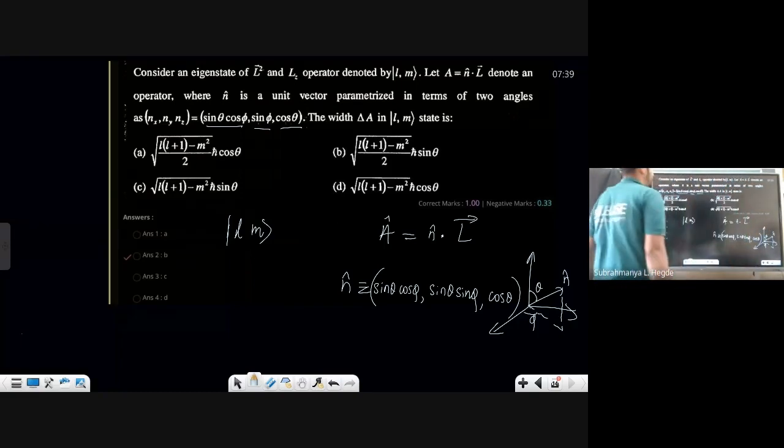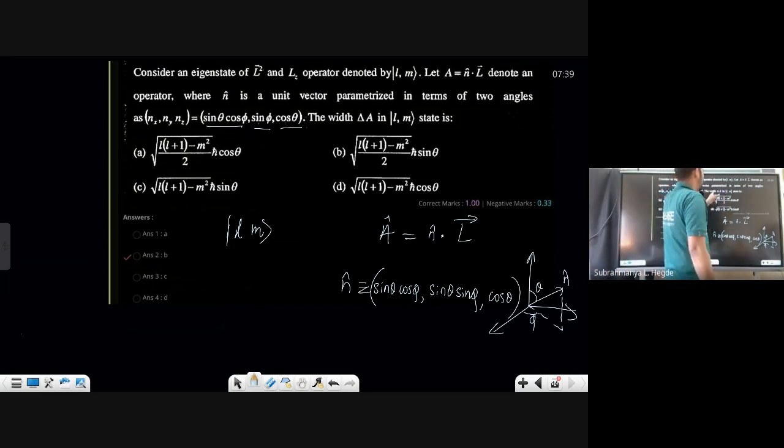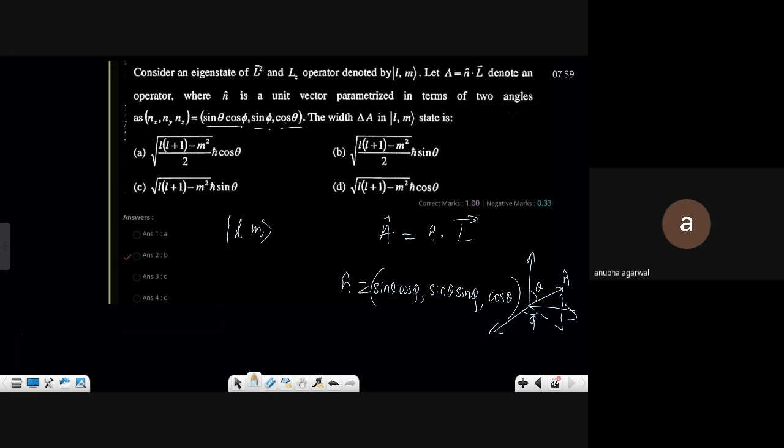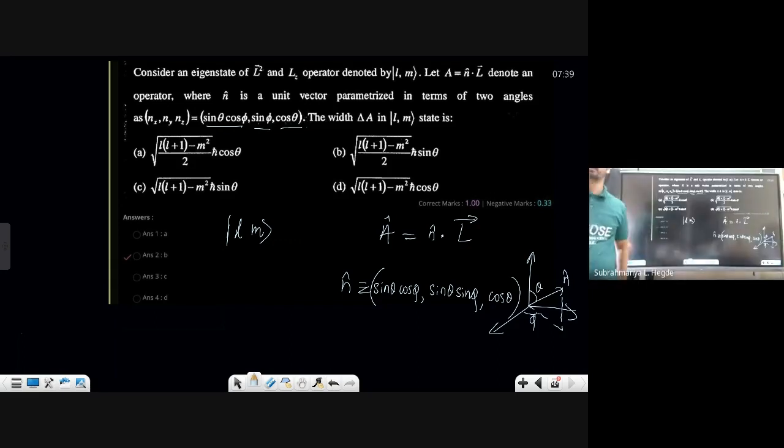The width delta A in state l m. What do you mean by width delta A? He's talking about standard deviation, which has a different name. He means the standard deviation in the measurement of A. Now look here. You should eliminate options. You should not try to get to the exact answer by solving. You can eliminate options. They have given the question like that, or they may be expecting the same.